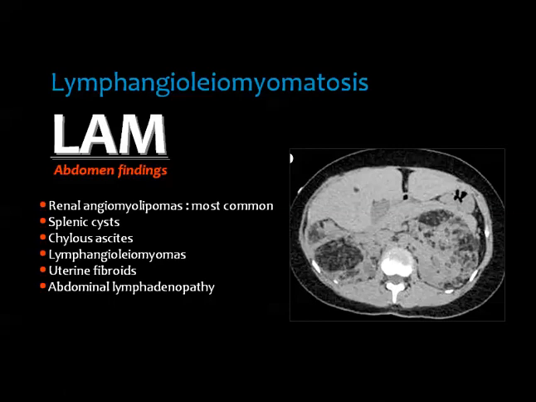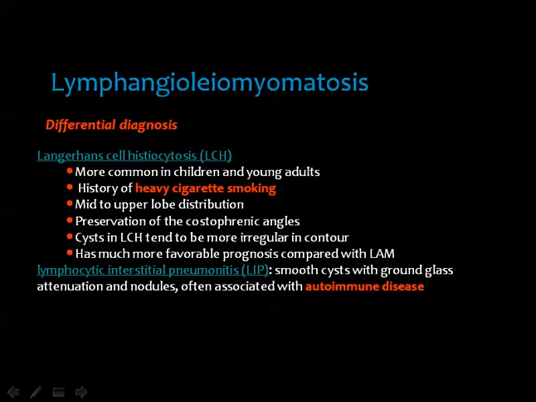Then lymphangioleiomyomatosis may be associated with abdominal findings, and this is very common in tuberous sclerosis, where you can see bilateral renal angiomyolipomas, big masses in the kidney containing fat, splenic cysts, chylous ascites, and chylous effusion, of course, lymphangioleiomyomas everywhere, uterine fibroids, which are part of leiomyomas, and abdominal lymphadenopathy.